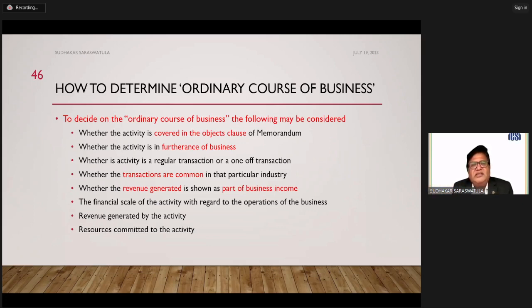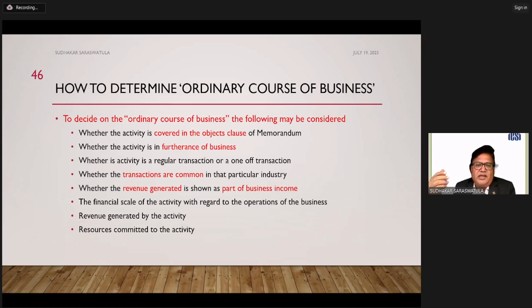Whether the activity is covered in the objects clause of the memorandum, whether the activity is for furtherance of my business, whether that activity is a regular transaction or a one-off transaction, whether the transactions are common in that particular industry, whether the revenue generated is shown as business income, the financial scale of the activity with regard to the operations of the business. If it is a minuscule activity, I may not be able to say it is in the ordinary course of business. Revenue generated by the activity is also equally important. If it is 1% of my revenue generating, then I say it is my ordinary course of business.